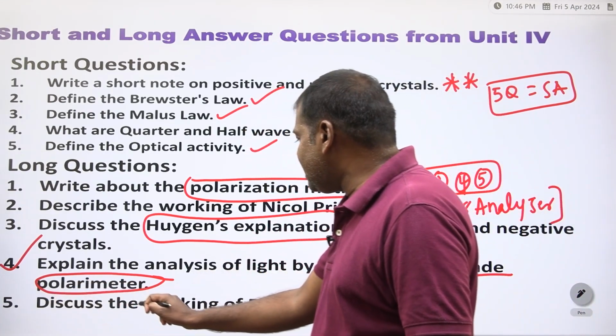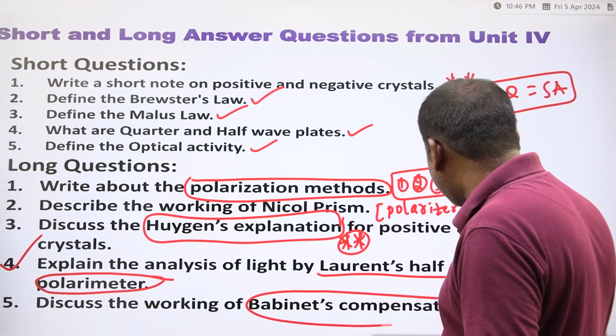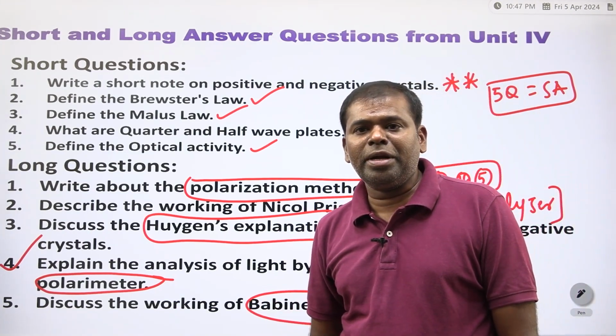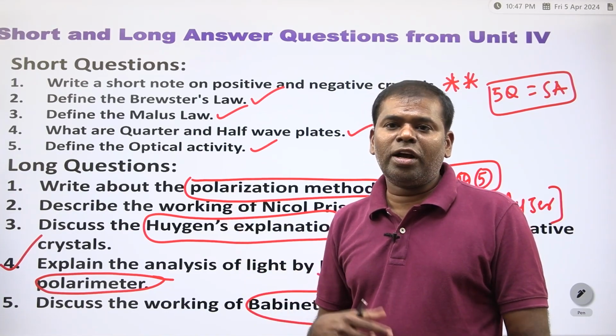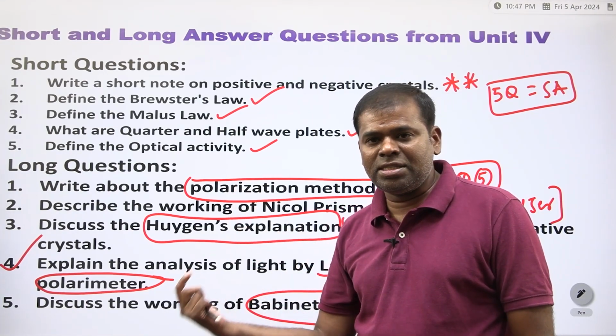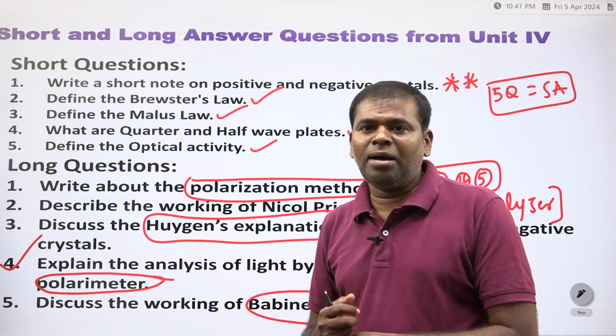Next, the fifth one: discuss the working of the Babinet compensator. Why do we need the Babinet compensator? Already we learned about the Nicol prism. What are the drawbacks overcome by the Babinet compensator? How does it work? What are the advantages of the Babinet compensator?